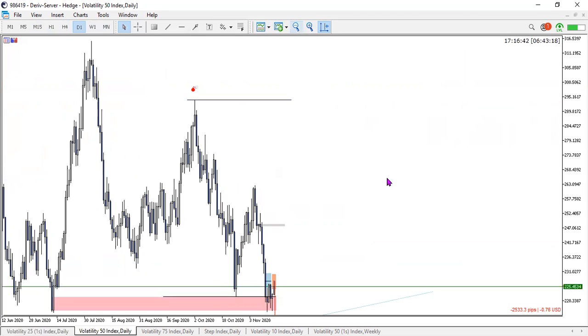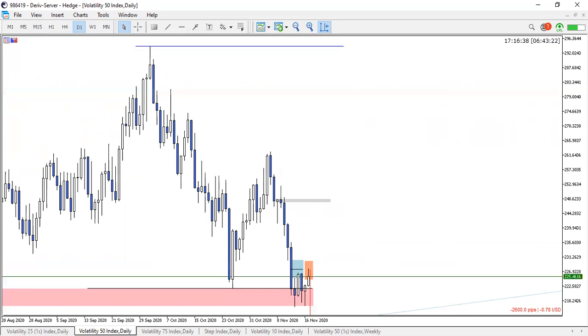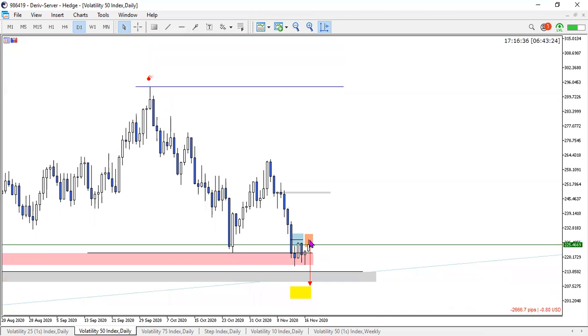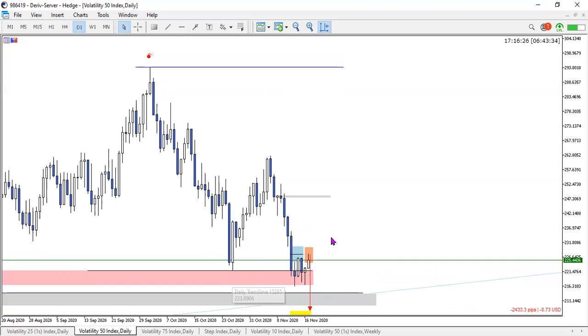I actually woke up to a TP being hit, which is really great. So I had this level on the daily chart marked, this brown little zone in here, marked as a rejection zone, expecting price to trail back down into around this yellow zone. So looking at volatility 50, I'm actually looking for selling opportunities today.